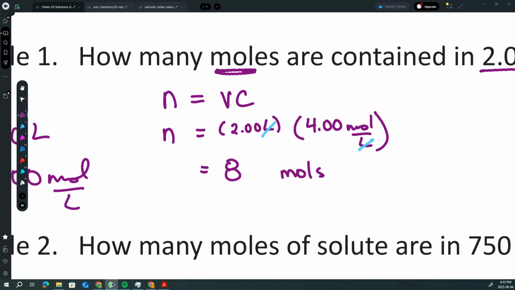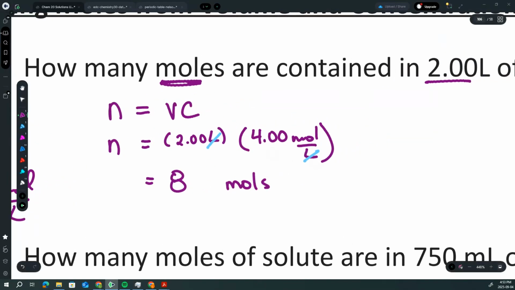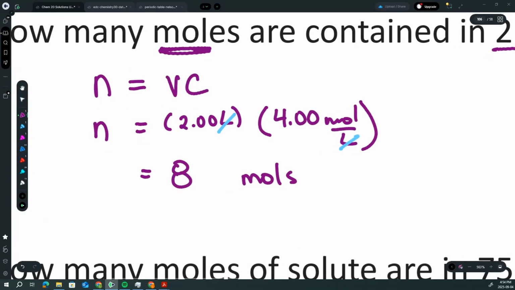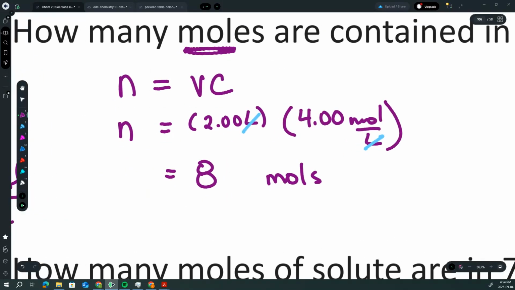Now I've left a space here just to talk about significant digits. So notice that both numbers that we were given are in 3 significant digits. So that means our final answer needs to be in 3 significant digits, but I don't want to change the value from 8. So that means we have to go decimal 00, so it still keeps the same value, but it has 3 significant digits now instead of just 1.